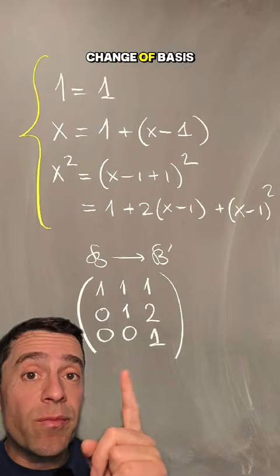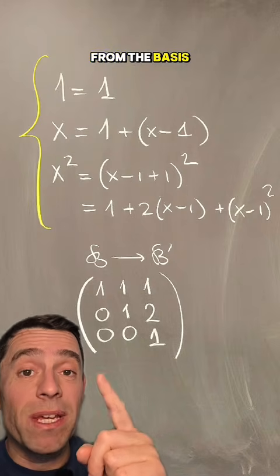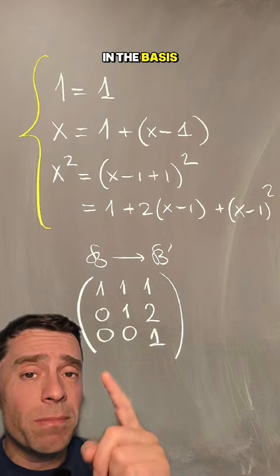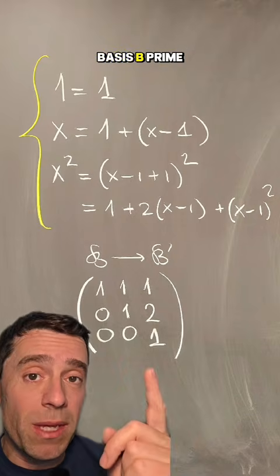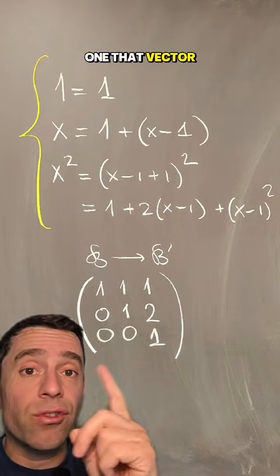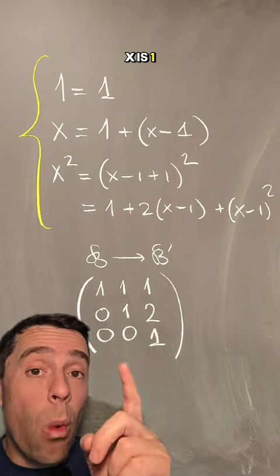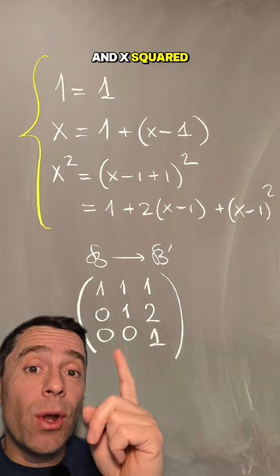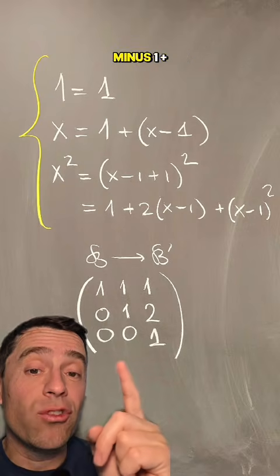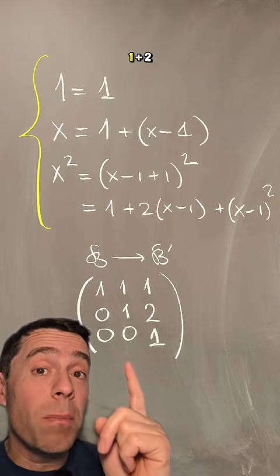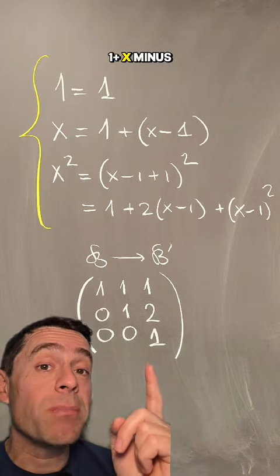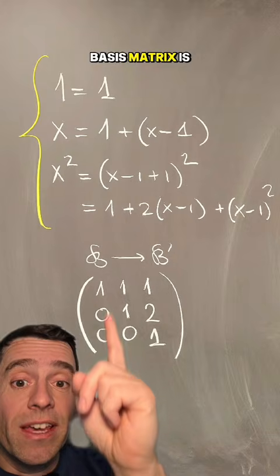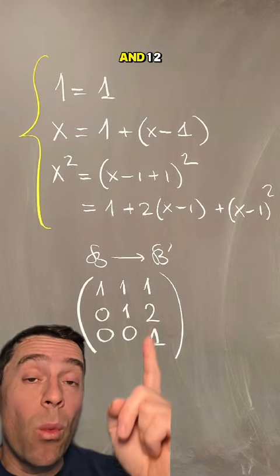To compute the change of basis matrix from the basis B to the basis B prime, I need to express every vector in the basis B in terms of vectors in the basis B prime. So 1 is 1, that vector is in both bases. x is 1 plus (x minus 1) in terms of B prime. And x squared, notice that x squared is the same as (x minus 1 plus 1) squared. So it is 1 plus 2 times (x minus 1) plus (x minus 1) squared. So the change of basis matrix is (1, 0, 0), (1, 1, 0), and (1, 2, 1).